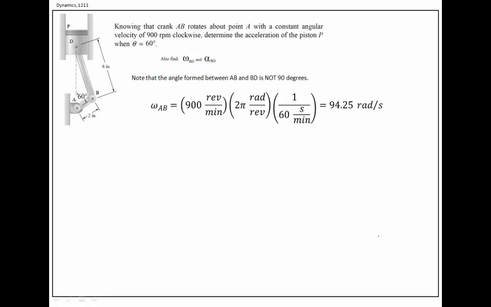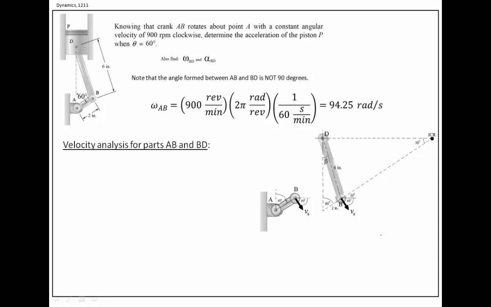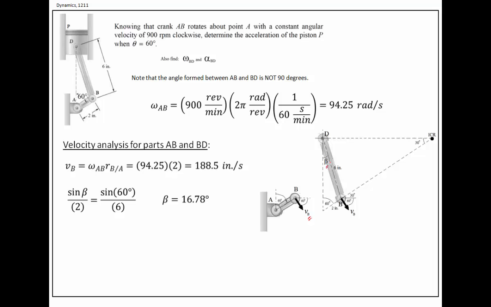First I get the angular velocity of the thing and find this 94.25 radians per second from the 900 revs per minute. Now here's my velocity analysis. I did both of them at the same time here, and I find that the velocity of B is going to be 188.5. I have to do a little bit of trigonometry here. I want to find this angle beta right here, so that I can use that to find the lengths of stuff with the ICR, so I can find out what my angular velocity is.